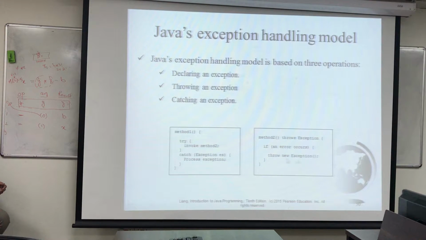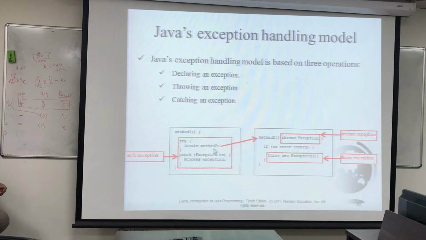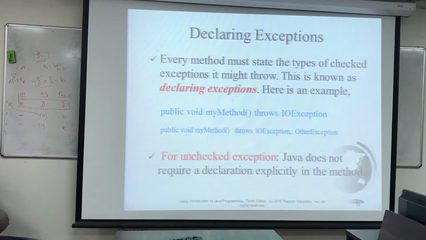And because it is the same exception, that's why the catch will basically process it. Okay, so this is the main idea of the exception handling model. You have 3 things here: declaring the exception, throwing the exception, and catching the exception. And I have already given you an example of this.